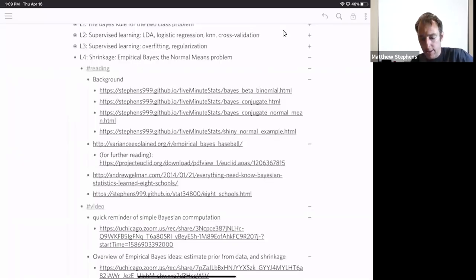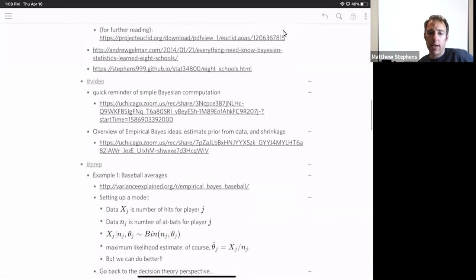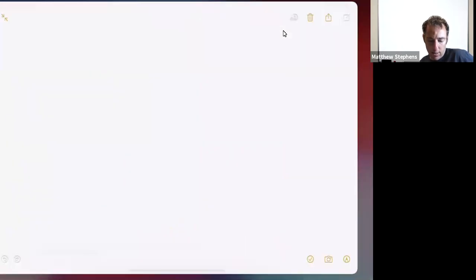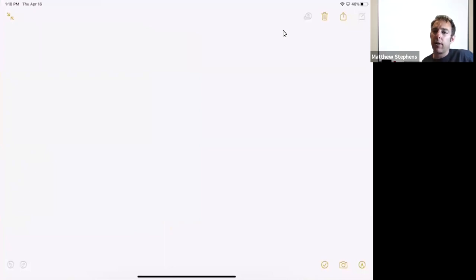Okay, so in this lecture, I'm going to go over in a little bit more detail the empirical Bayes calculations for the baseball problem we talked about earlier. It's example one here in the notes. A lot of the material is written out there, but I'll just go to the whiteboard and go through the key steps.